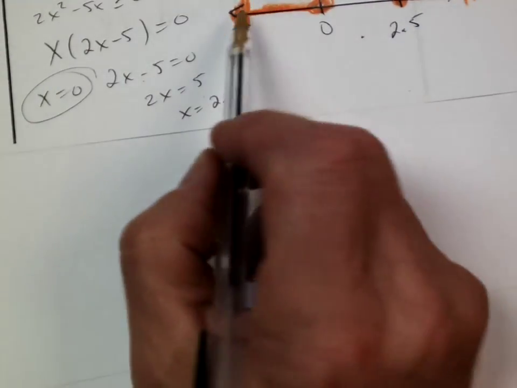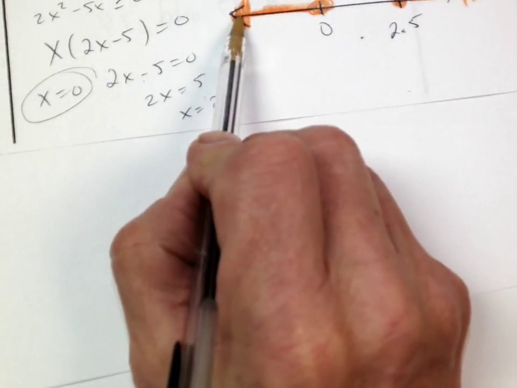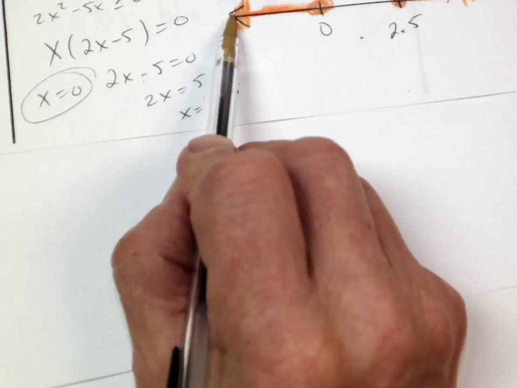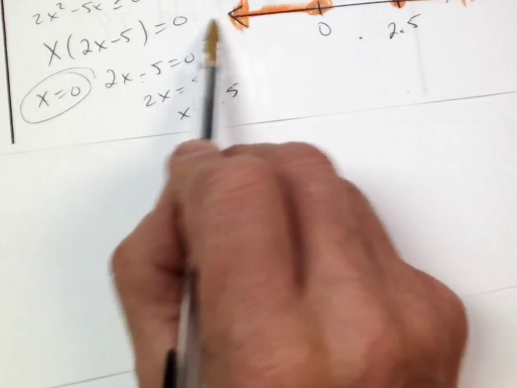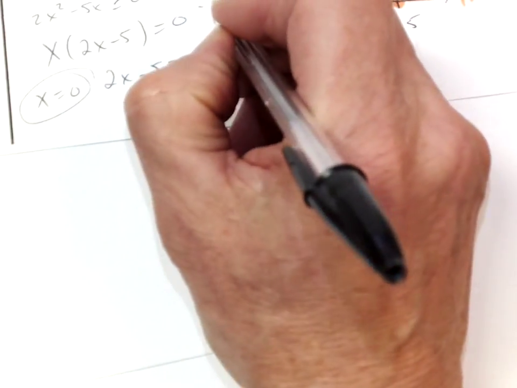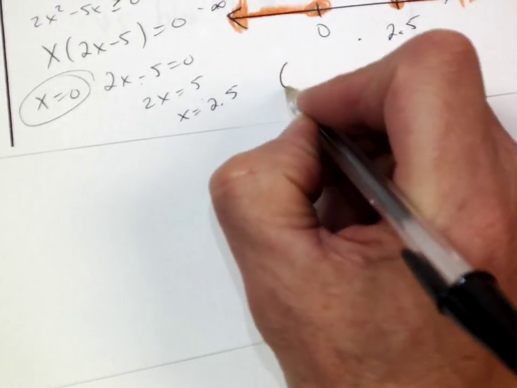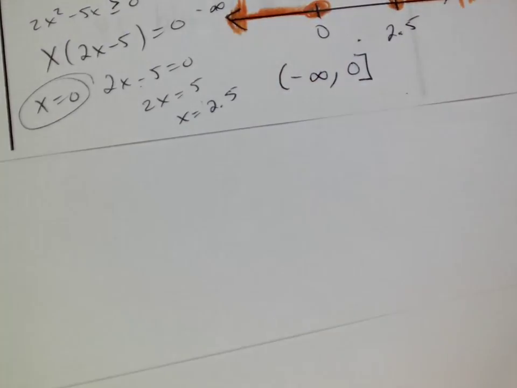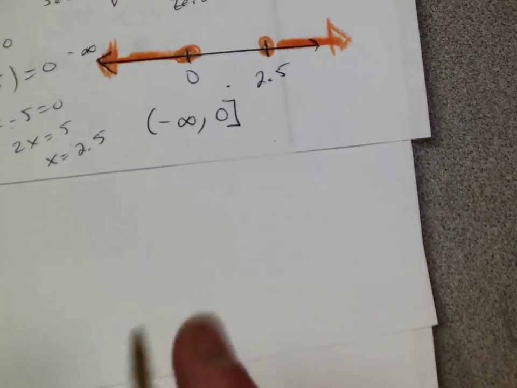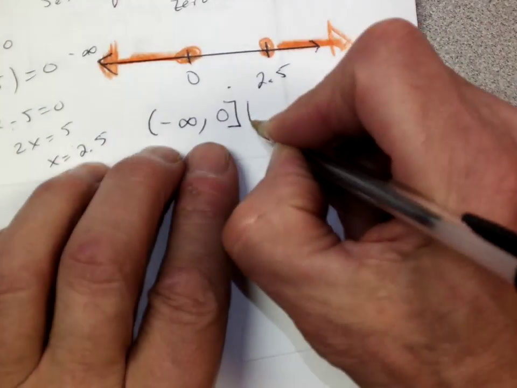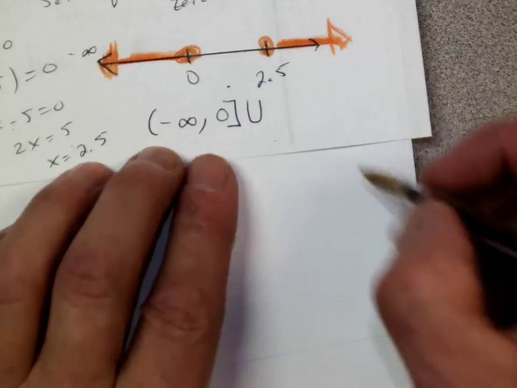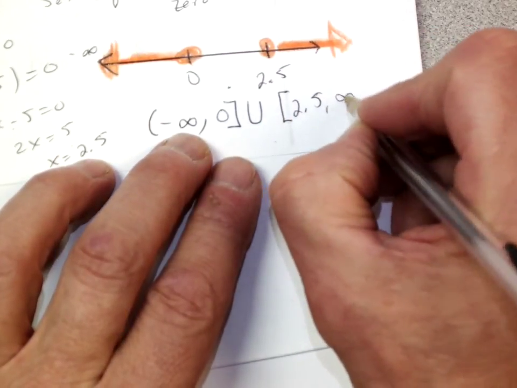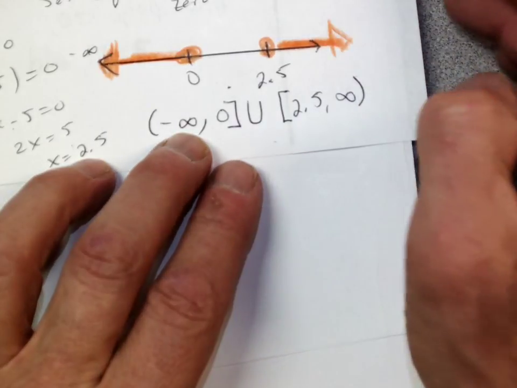Interval notation. Well, what's the very last number here? It's -infinity, isn't it? So parentheses, -infinity, comma 0, bracket. Or, and I'm going to use this symbol, union, which means the same thing as or, union with bracket 2.5, comma, infinity, parentheses, okay?